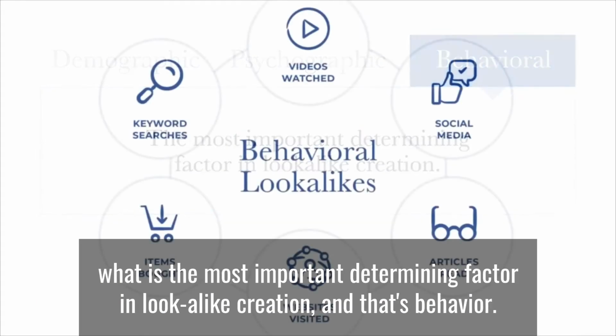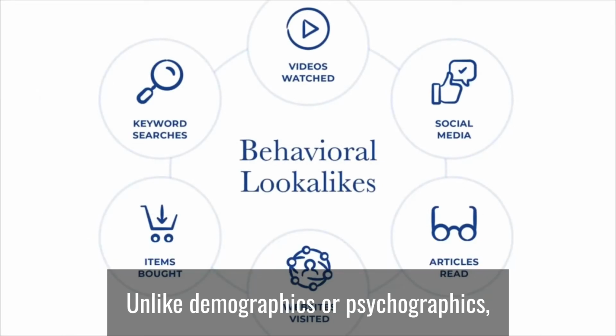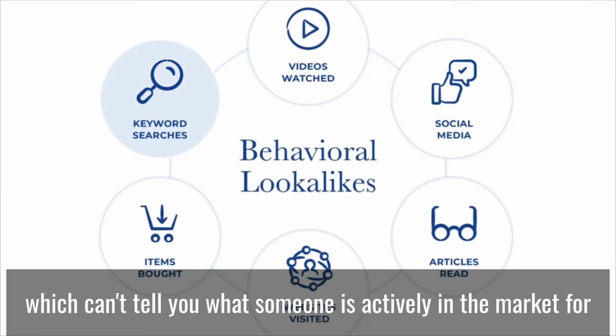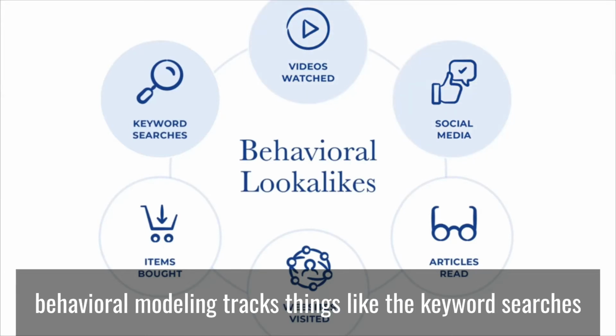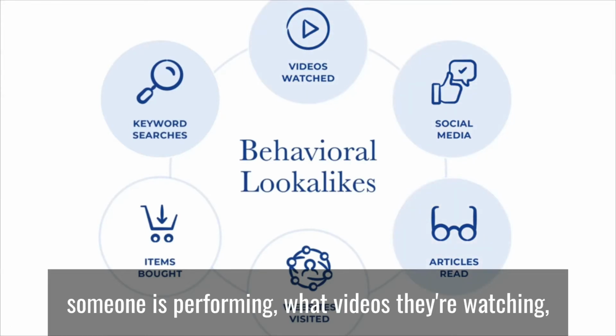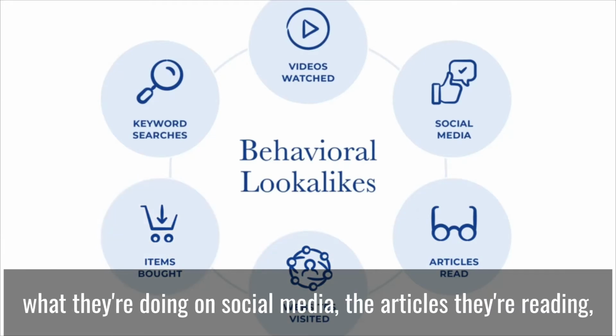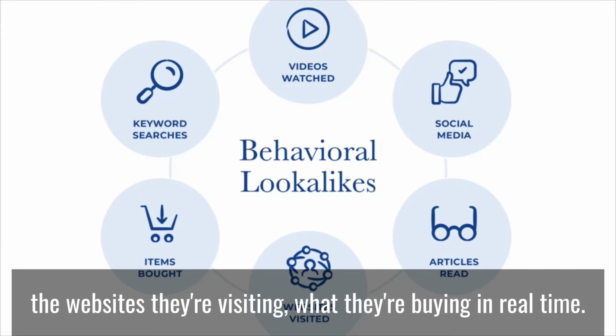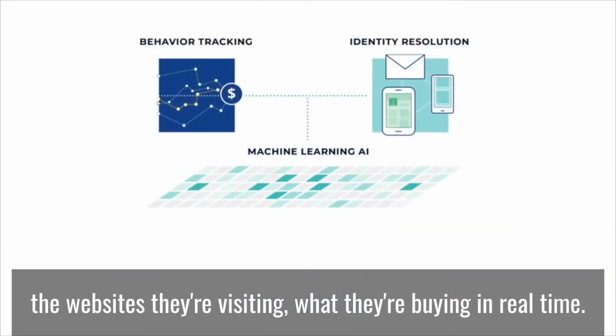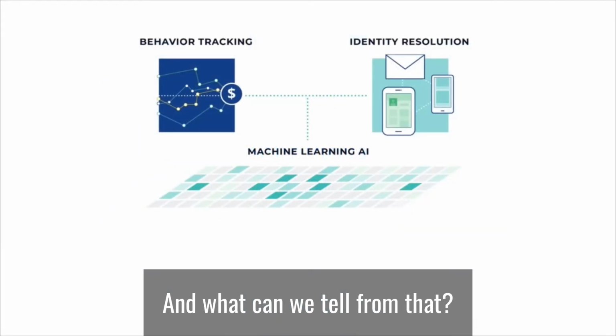and that's behavior. Unlike demographics or psychographics, which can't tell you what someone is actively in the market for, behavioral modeling tracks things like the keyword searches someone is performing, what videos they're watching, what they're doing on social media, the articles they're reading, the websites they're visiting, what they're buying in real time. And what can we tell from that?